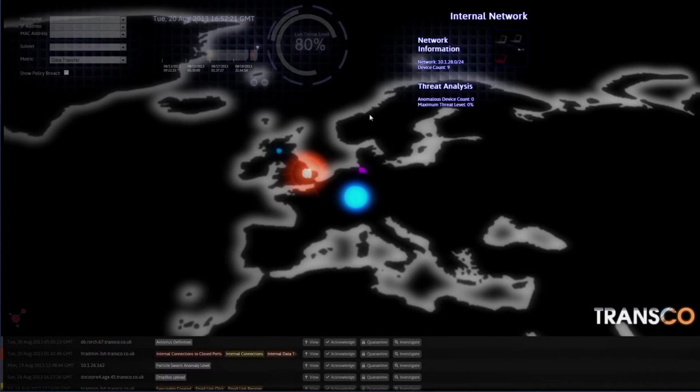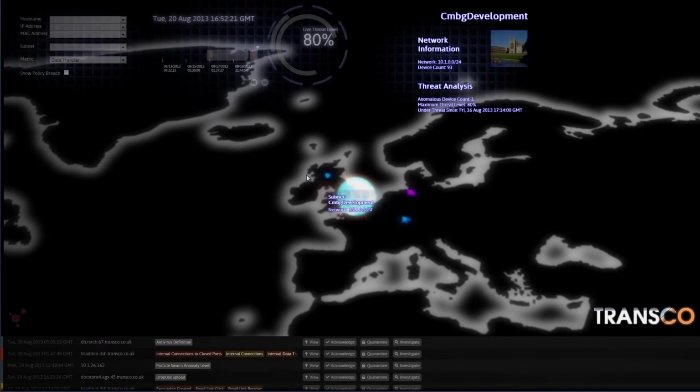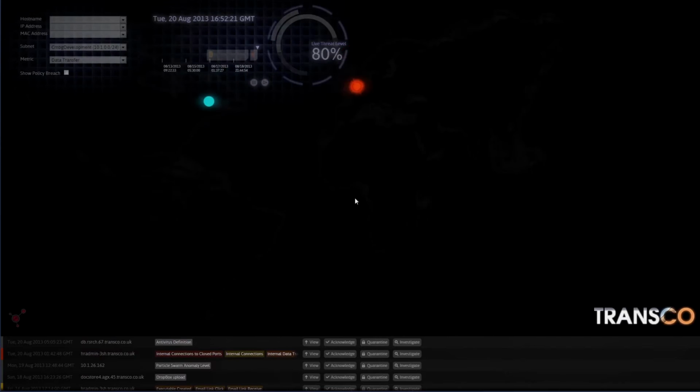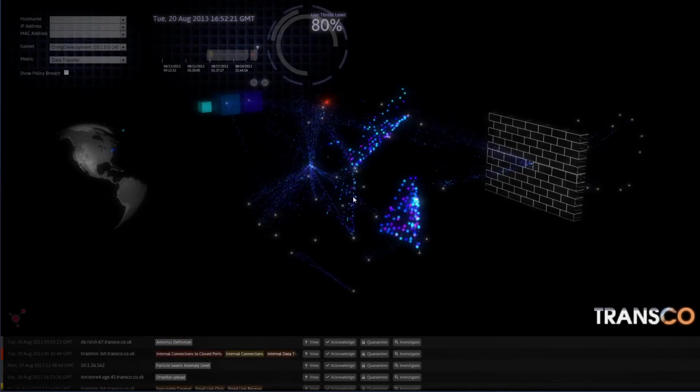Here we see a large blue spot indicating significant but benign activity, and a glowing orange spot indicating a threat level that is judged to be unacceptable. Hovering over the orange spot, we can see that this is the company's R&D centre in Cambridge. We can see what's happening in this particular network.